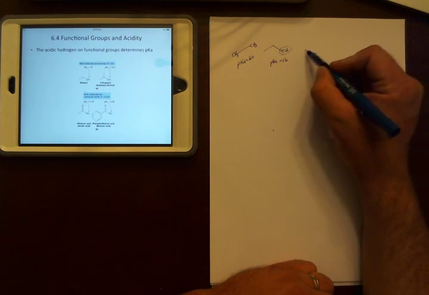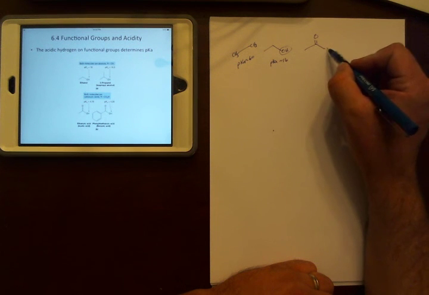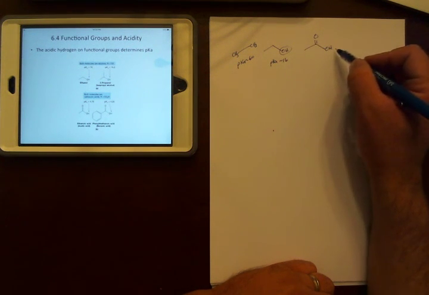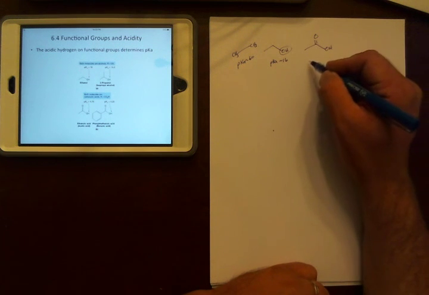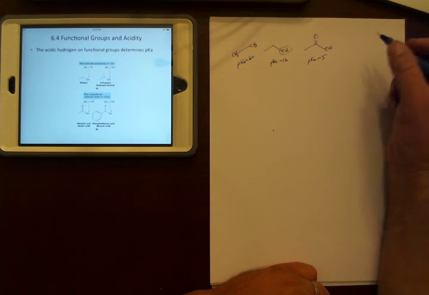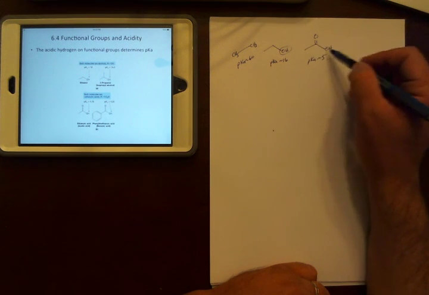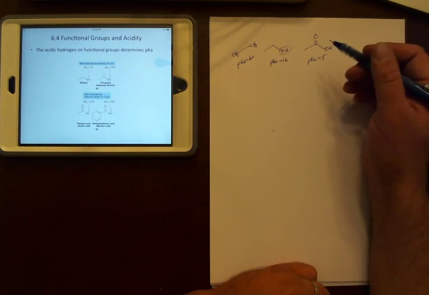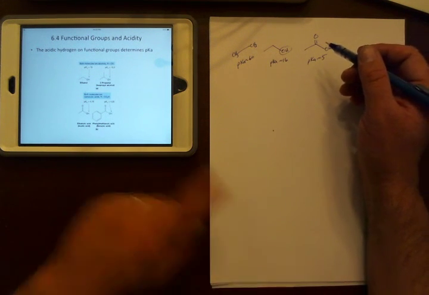Now, if instead you change this and turn that into a carboxylic acid, it's 2 carbons long. You have the OH here, but if you add this double bond O in here, now the pKa is like 5. So what the functional group is going to determine what the pKa of the molecule is going to look like.